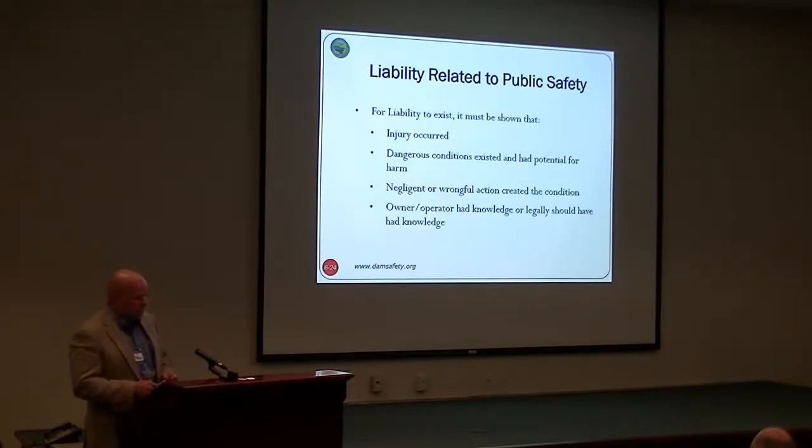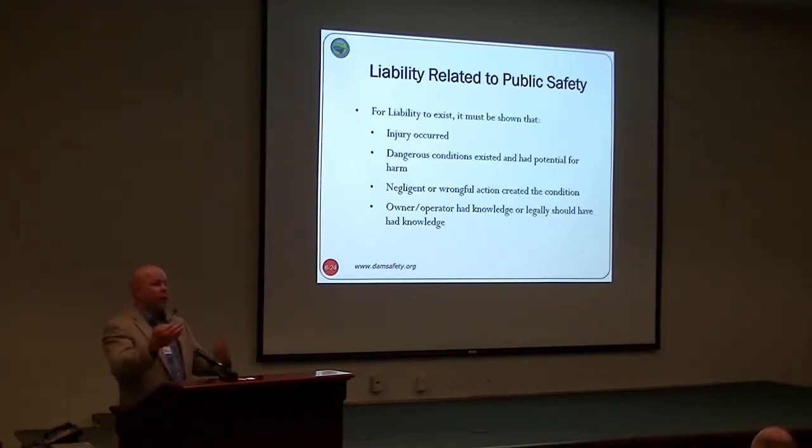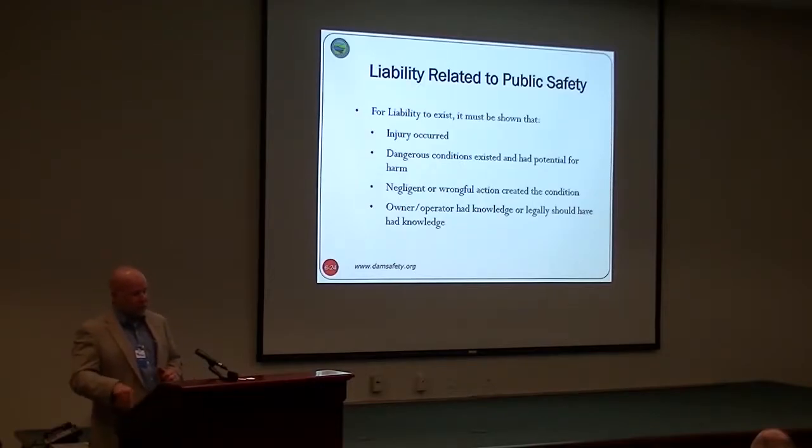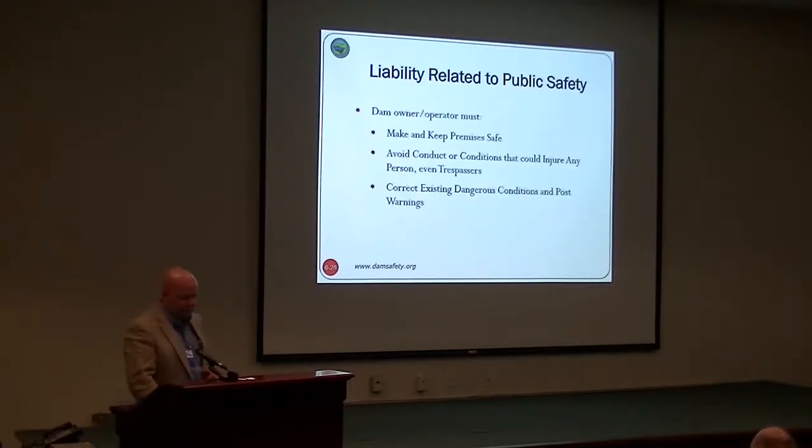So, for a liability to exist, injury must have occurred, dangerous conditions must have existed, and there must be negligent or wrongful action. In other words, you failed to do maintenance, you failed to notify, and you either had the knowledge or should have had the knowledge and did not do anything about it. Make sure you keep the premises safe.